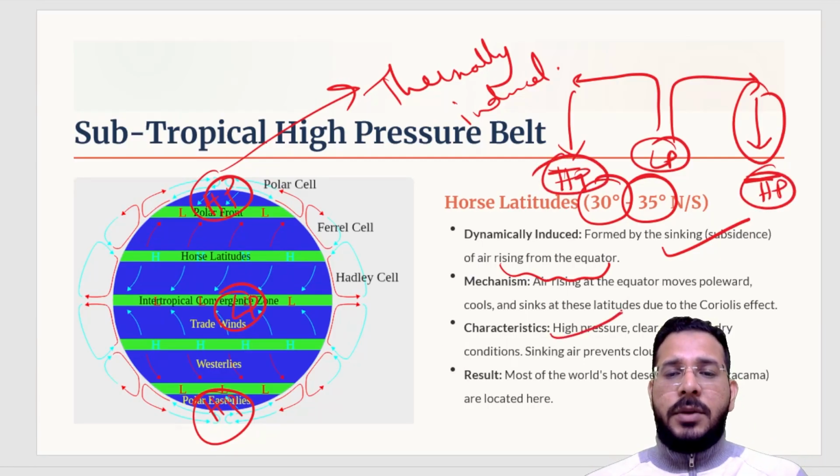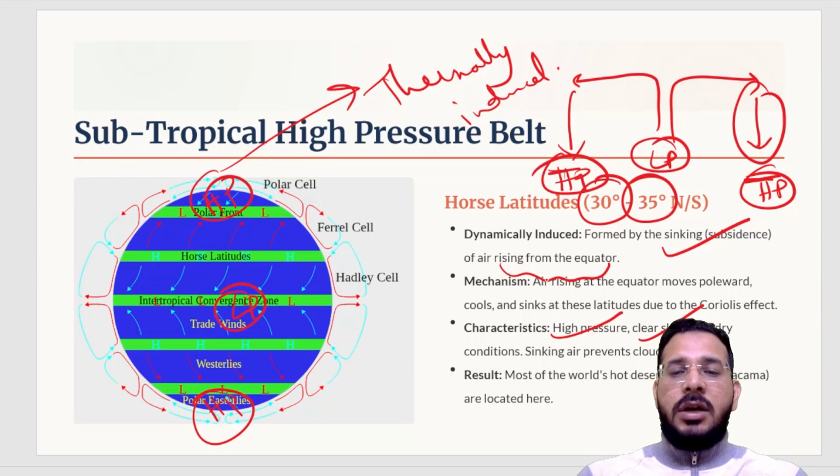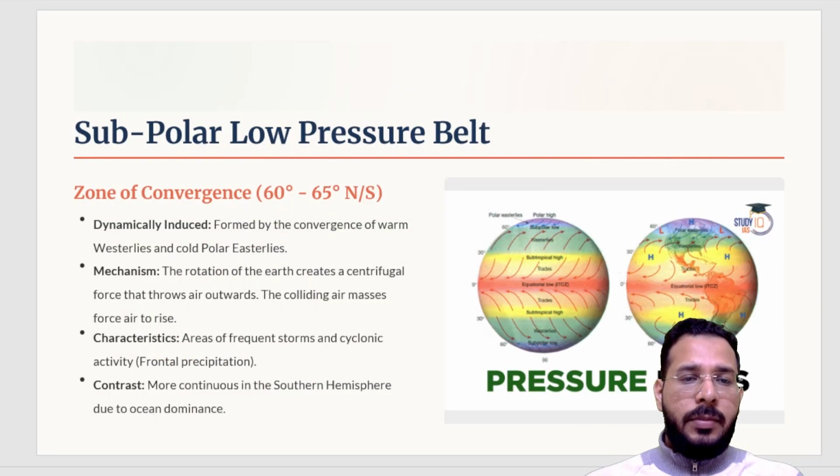Because of high pressure, there are clear skies. When wind rises, it will condense and form clouds. When wind is sinking, it will not condense. There are no clouds, because of which there are clear skies. It is also one reason because of which there are deserts in this region.